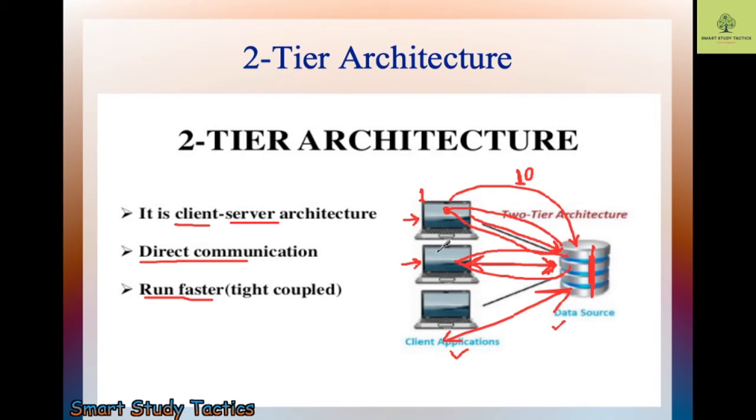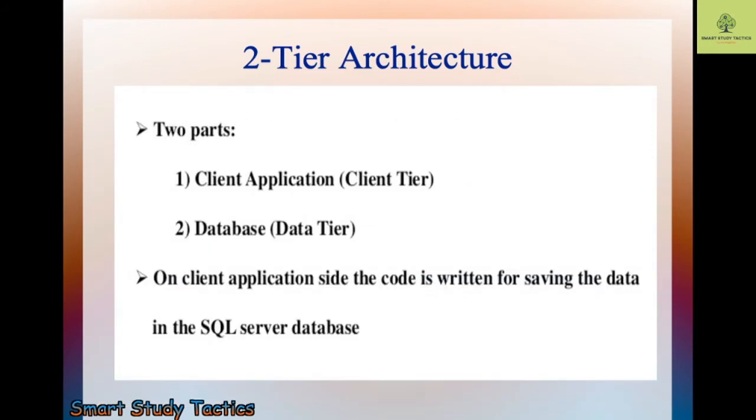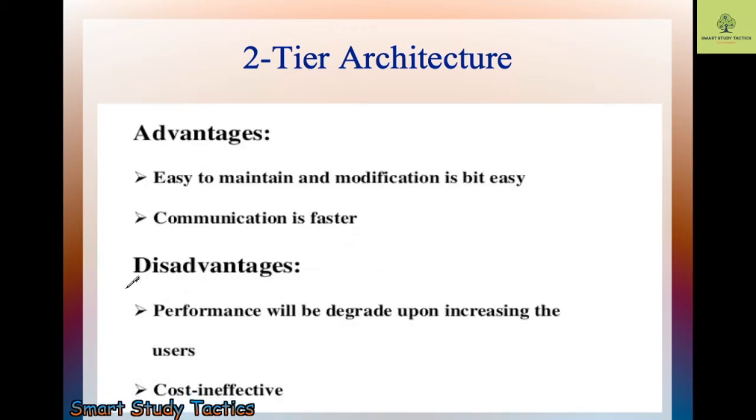Okay, so let's see the advantages and disadvantages of these systems, why we are using the two tier system and the three tier architecture in computer terminology. So let's see this one. The two tier architecture has two parts: one is the client, the second is the database. On the client application side, the code is written for saving the data in the SQL Server database. So from the client side we are writing the queries and directly fetching the details from the database, and according to our query it is returning the result.